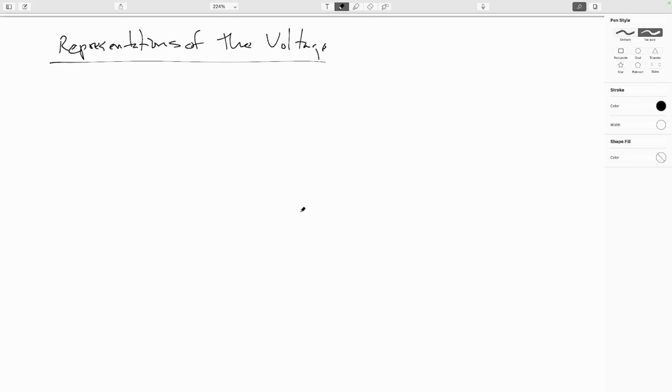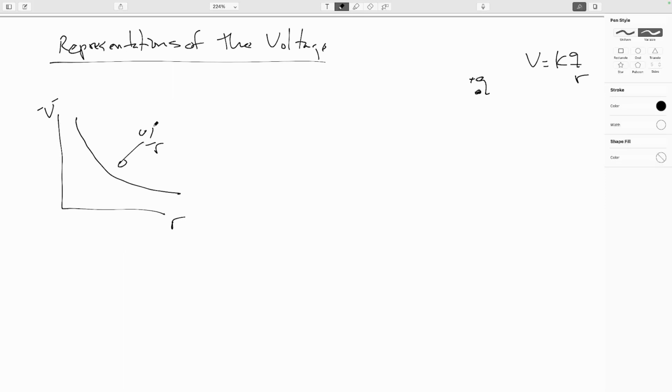So for instance here, let's just say I have a point charge. So we've already seen if I have a point charge plus Q, the voltage is going to be KQ over R. Now let's think about what that looks like. One thing I could do is I could just make a graph. I could plot the voltage as a function of radius, and it will fall off as 1 over R. So that's one way I could do it.